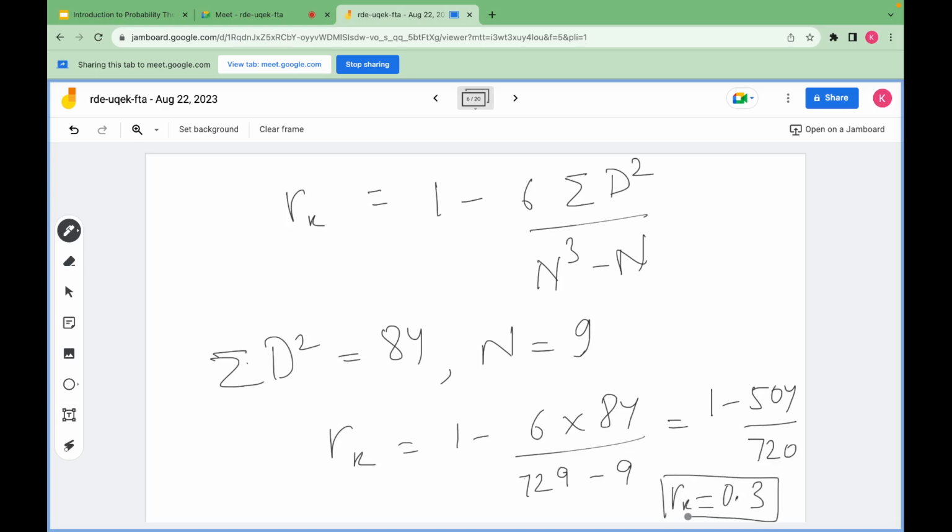So the Spearman's correlation coefficient is 0.3. It is saying that there is a positive correlation, but the correlation is not very high. The slope is around 0.3. If the slope was higher, then it would look steeper. This means it will be somewhat increasing, but the slope is less. Okay.